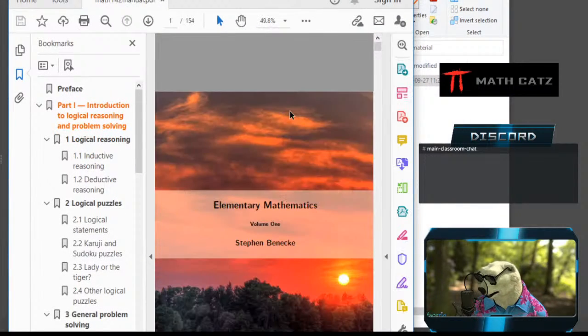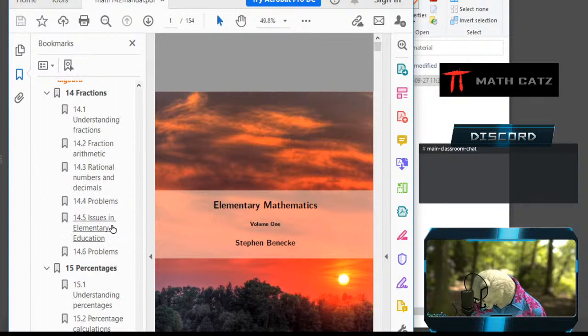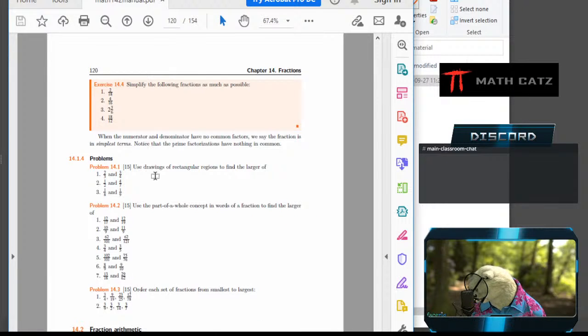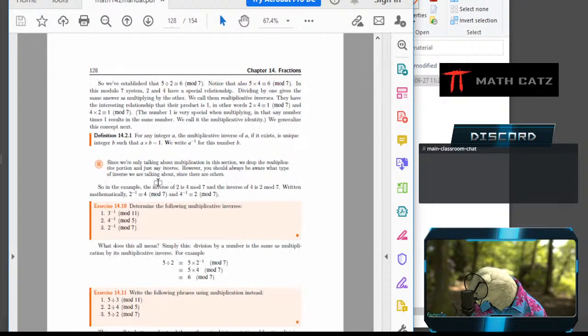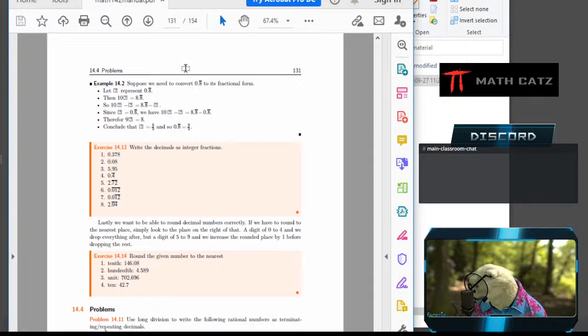All right. 14, you say. 14.2. Problem? Or what is 14.13? Got it. The decimal conversion? Yeah.